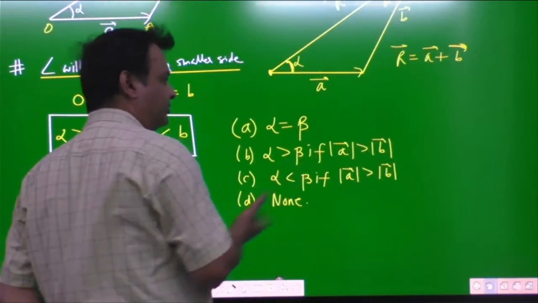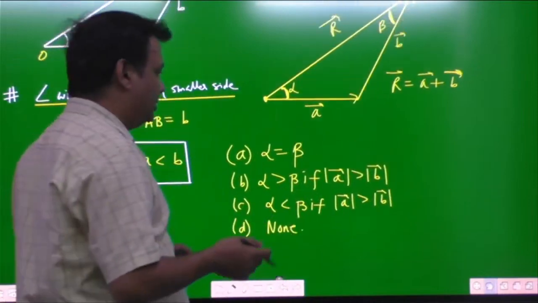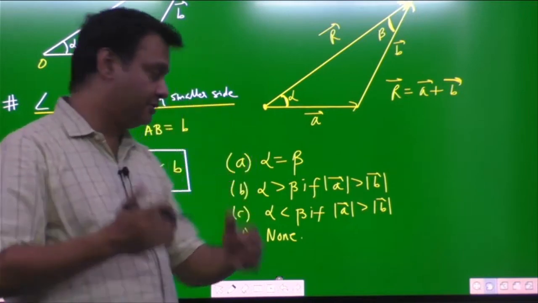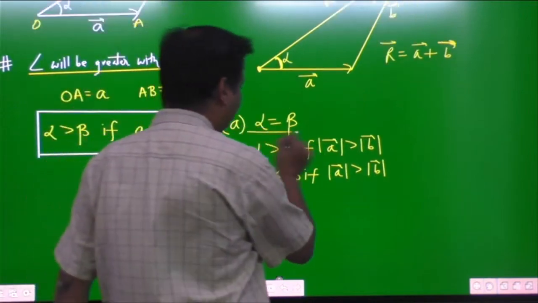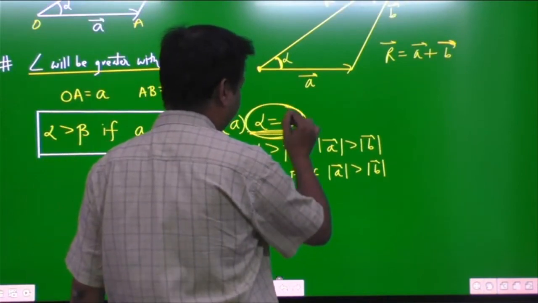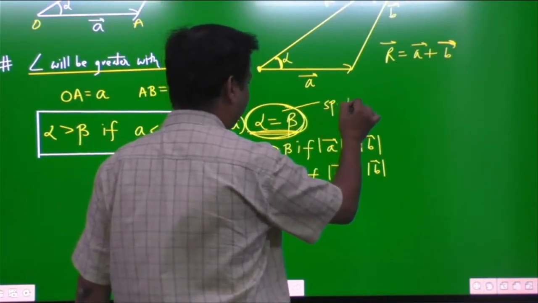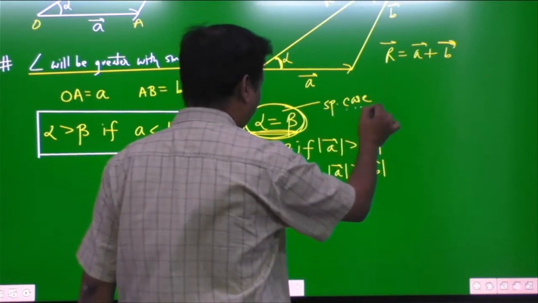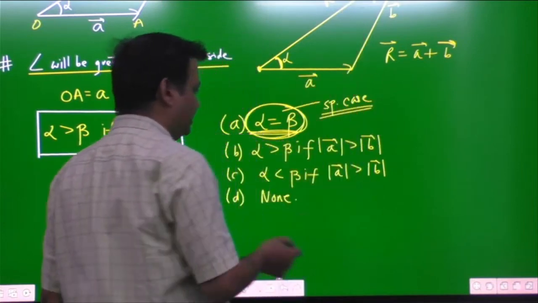Simply apply the basic property of the triangle. With the greater side, the angle will be smaller. They will not be equal unless both have the same magnitude. This is a special case. We will see this is not a generalized case. It is possible, but only when both magnitudes are equal.